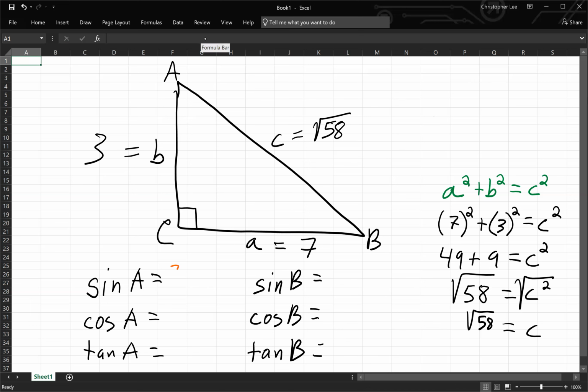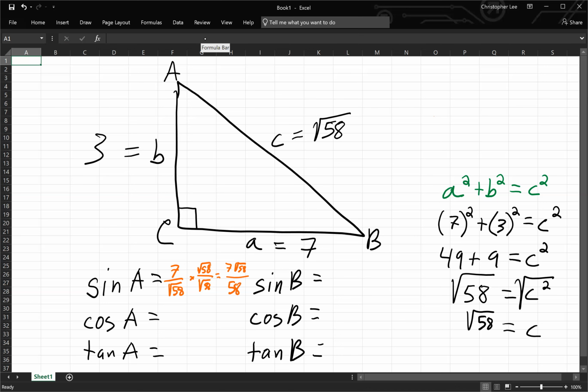Very good. 7 over the square root of 58. But remember though, I can't have those radicals in the denominator, right? So I have to rationalize. How do I rationalize that? By what? Exactly, right? Multiply this by square root 58 over square root 58. What's the final answer? Very good. Very good.